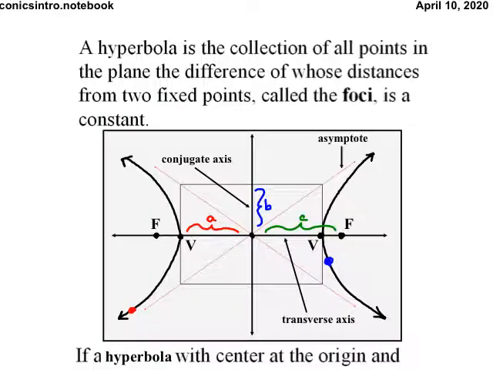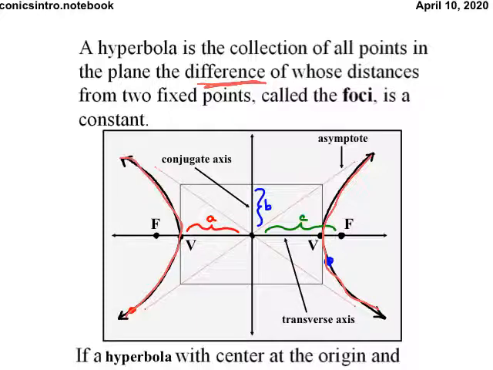Here is your definition of the hyperbola. A hyperbola is the collection of all points in the plane, the difference of whose distances from two fixed points, called the foci points, is a constant value. This is really similar to the ellipse. In the ellipse, these two distances, their sum was fixed. Here, their difference is fixed. So you can see these two curves here, and there's a symmetric one on the other side, constitute the hyperbola.